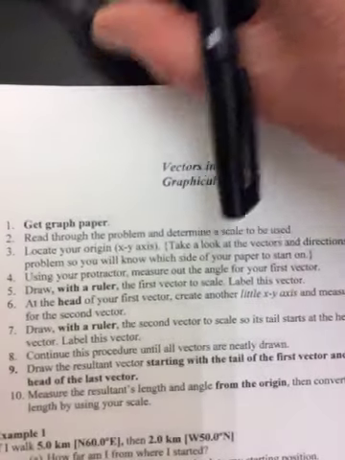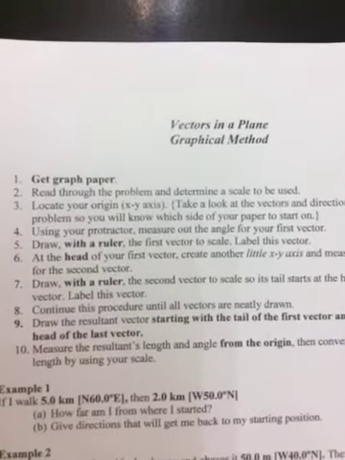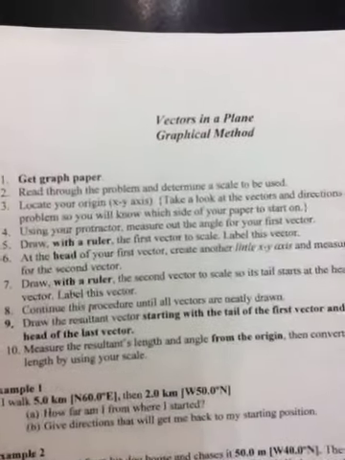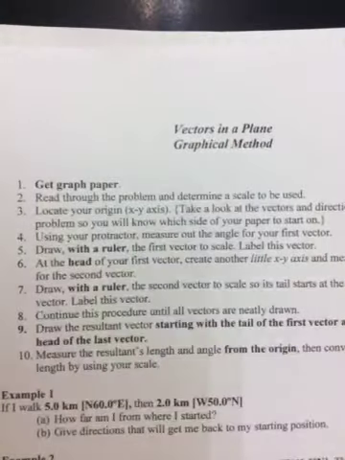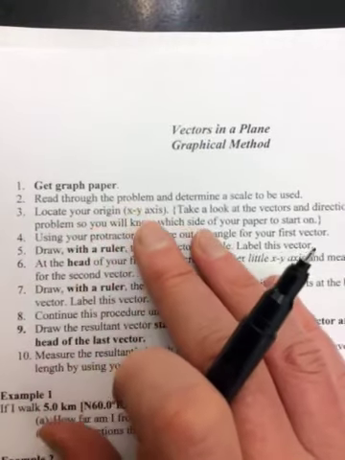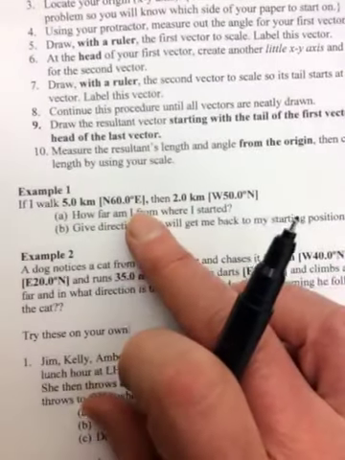Okay, so at the end of class today, we were looking at this sheet. Okay, and so step one is get graph paper. So I have graph paper. It should also say get a protractor and a ruler. Okay? Then step two says read through the problem and determine the scale to be used. So what I had said in class was let's do these steps doing example one.